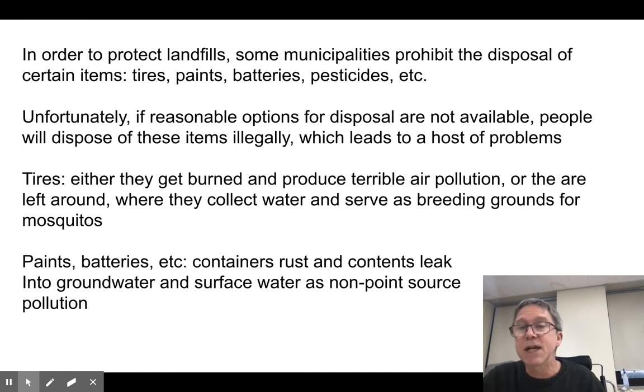Now, I'm just going to look at 2 cases. Okay, one thing is tires. You wouldn't think of this, but tires are a problem. They really don't want them in landfills. They take up a lot of space, and landfills are expensive, so they don't want to fill them up with these volume-taking-up tires. So obviously, you can't bring tires here.